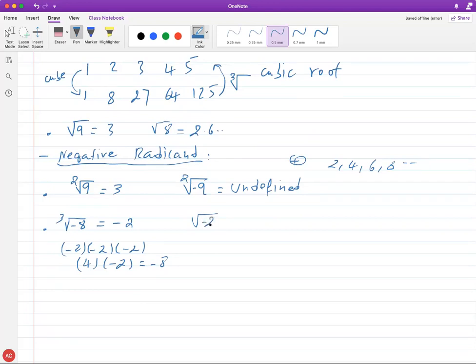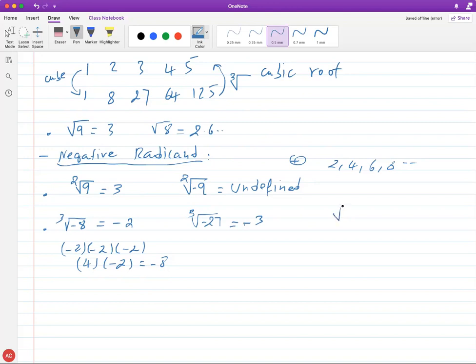What about this number? Is it defined or not? First, decide if it's defined. If it's defined, then you find the answer. If it's not defined, don't waste the time. Just say it's undefined. It's -3. It is defined because even though we have a negative, this is odd, so this is fine.